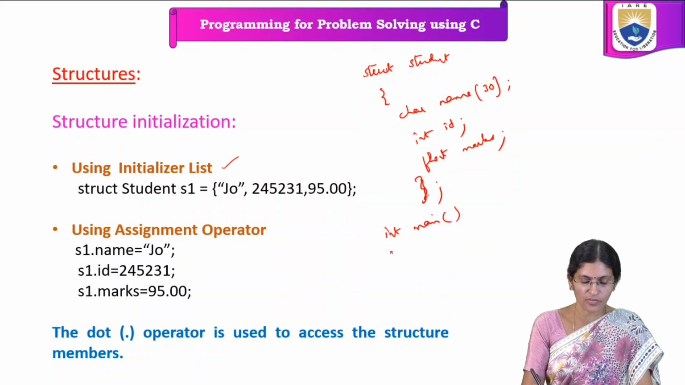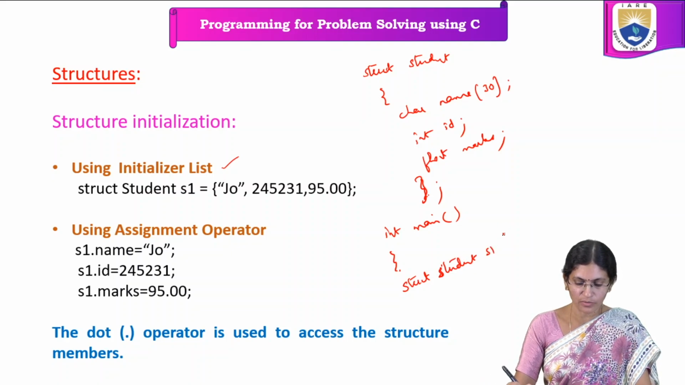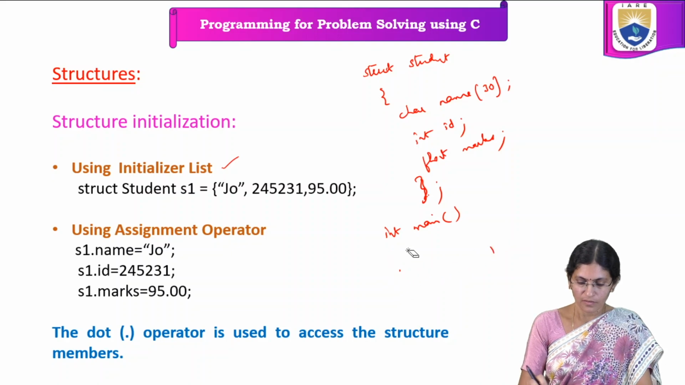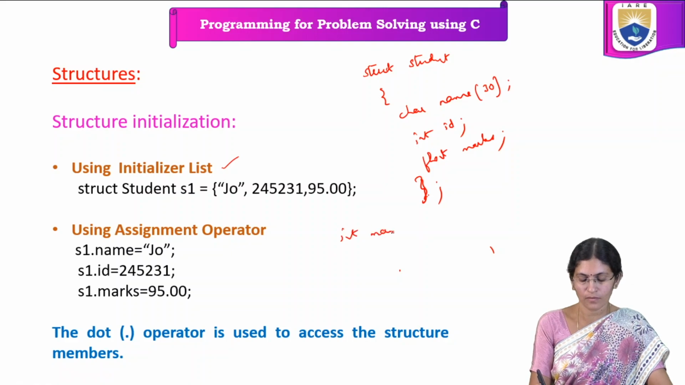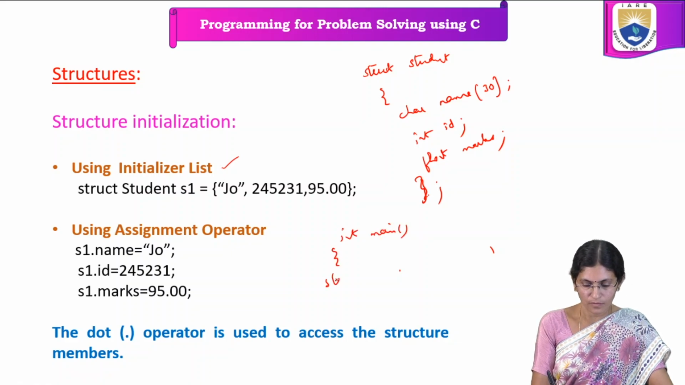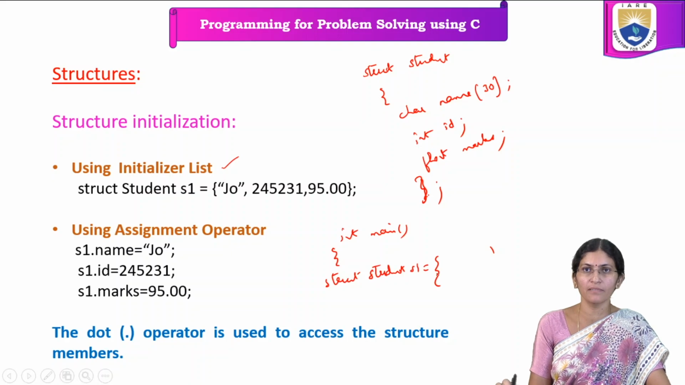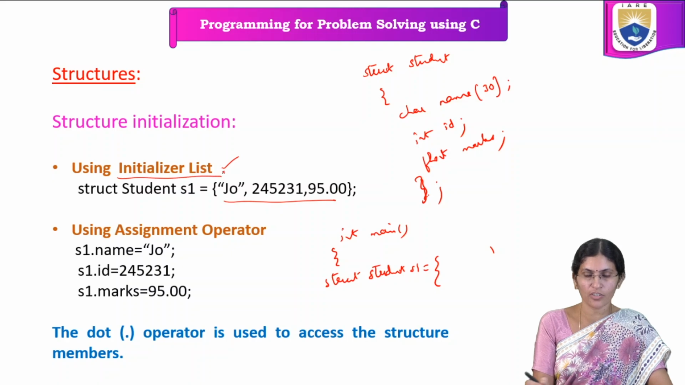So we can initialize the structure variables. So here if we declare a variable of type struct student s1, then initialization we can do it as struct student s1 is equal to, using curly brackets. So this is one method of initialization. This is called an initializer list.